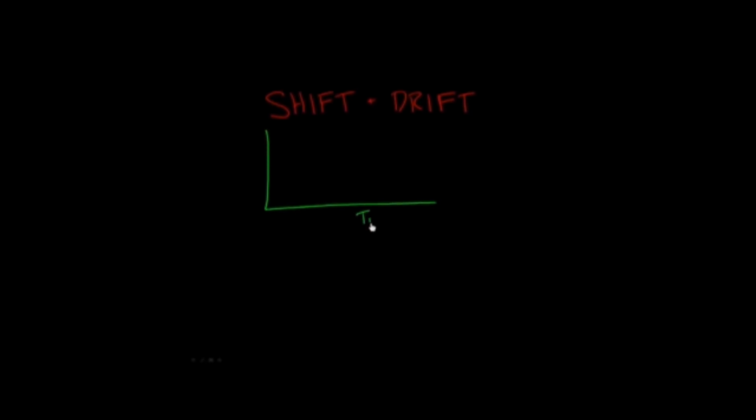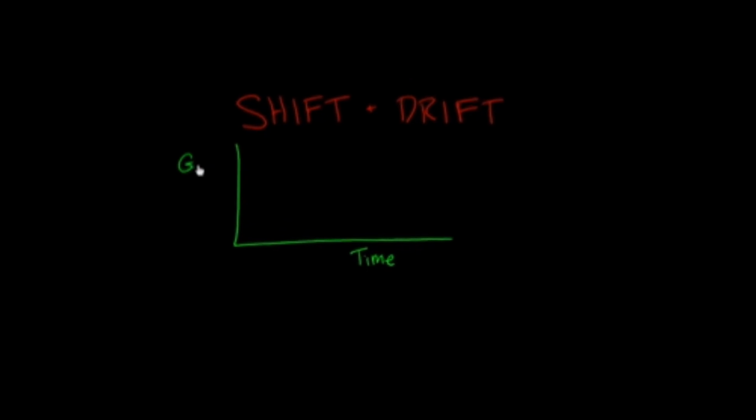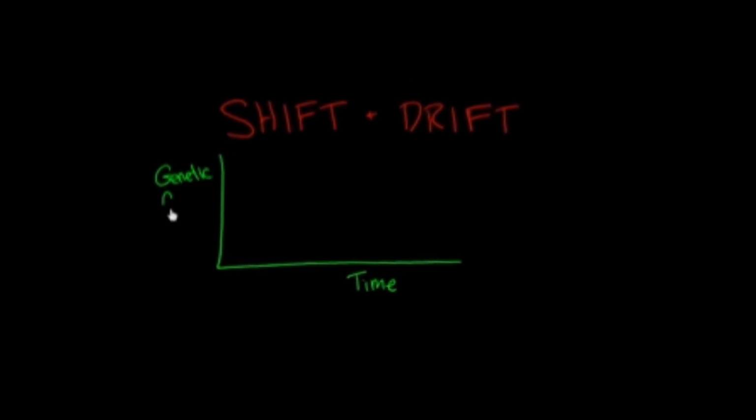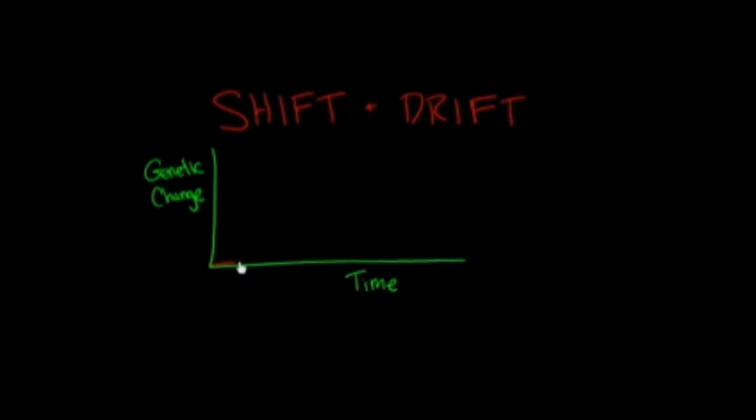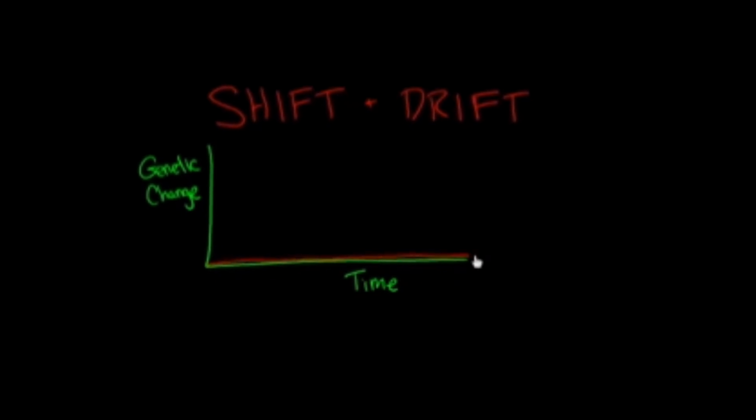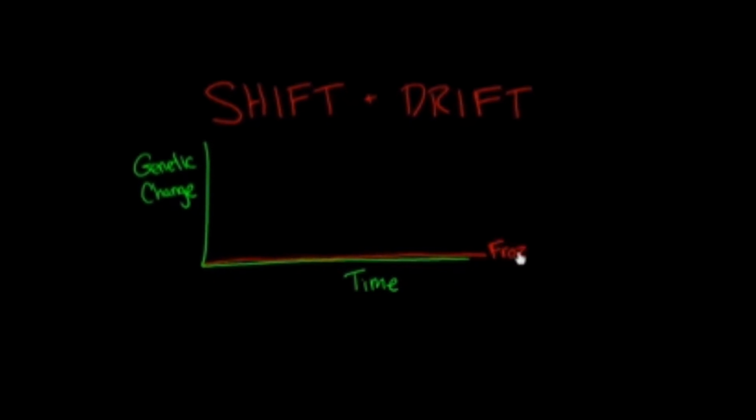So let's imagine an experiment where we look at genetic change over time. On my x-axis, I have time, and on my y-axis, I'm looking at genetic change. In this experiment, we take an influenza virus and we're going to freeze it. So we're not allowing it to replicate at all. And as a result, we have no genetic change over time.